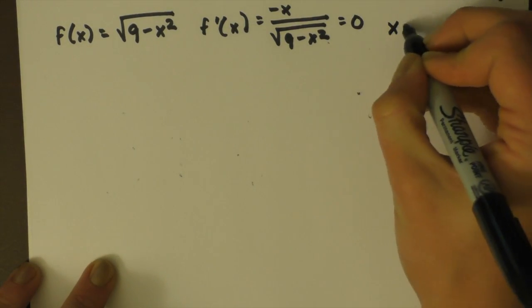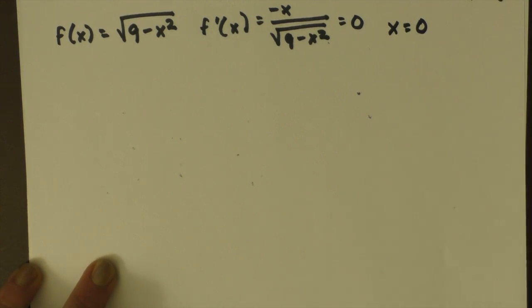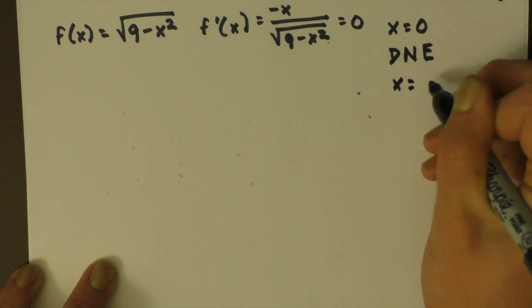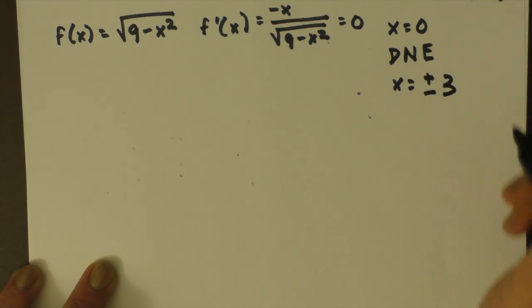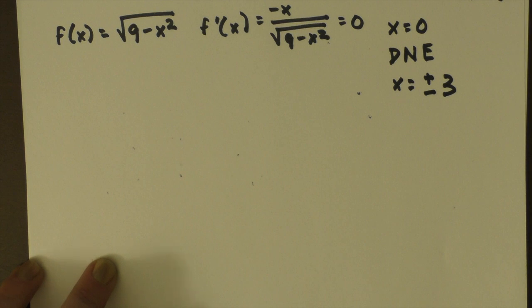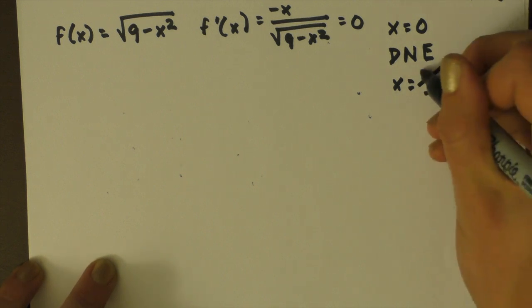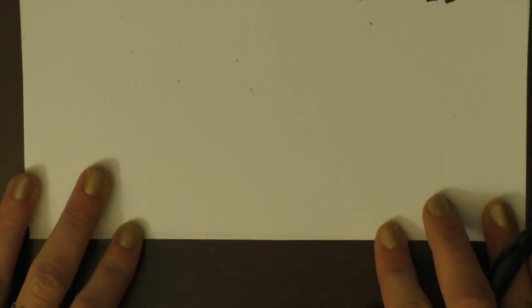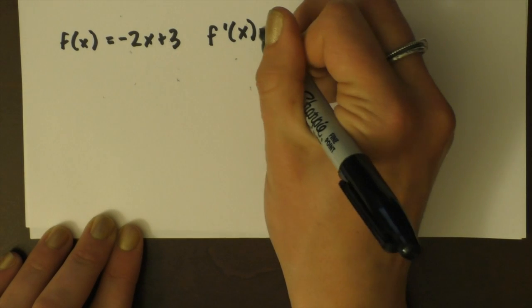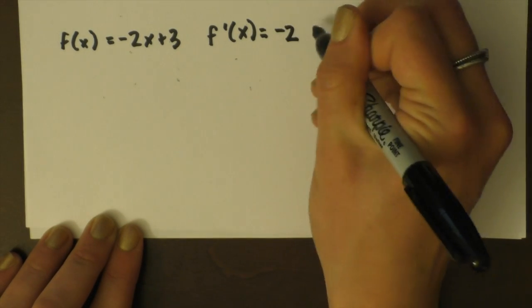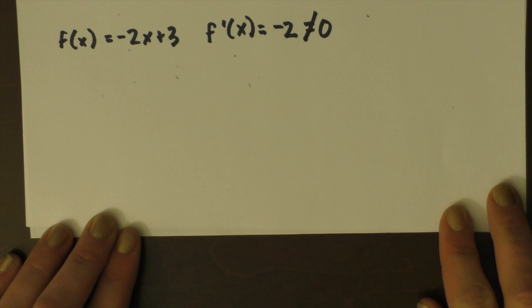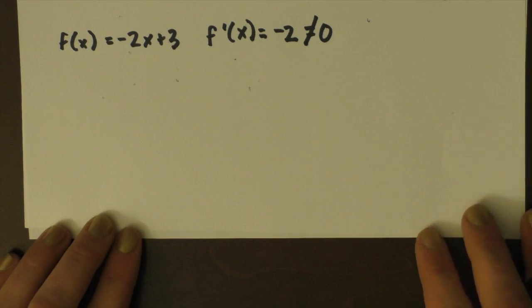So x equal to 0 is one possible point of inflection, and this equation does not exist when x is equal to positive or negative 3. However, we can exclude positive 3 because it does not fall in our interval, so we will only use -3. And that would be -2, which is not equal to 0. So we can exclude that from a possible point of inflection. Then we'll go on to use the second derivative test to solve for concavity.